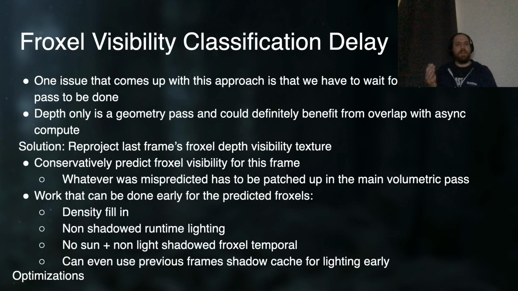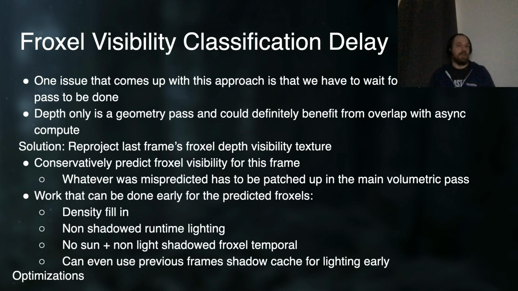So classification delay: one thing is that you have to wait for the depth buffer to be done to then be able to classify all those Froxels, right? What we were able to do was reproject that texture that stores per-Froxel depth, screen space per depth of how far we go. We can use a conservative approach of reprojection and predict which Froxels are going to be visible this particular frame.